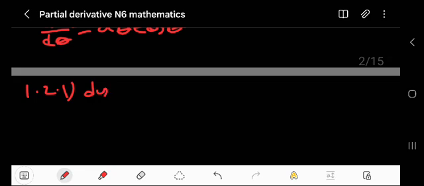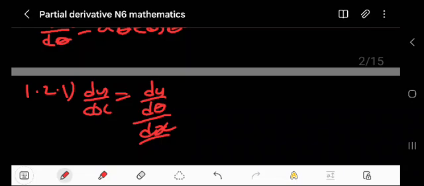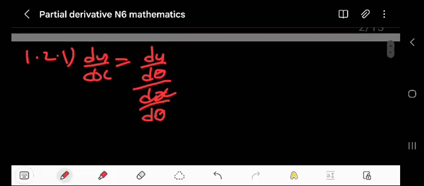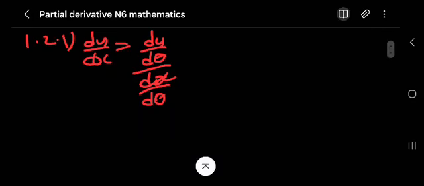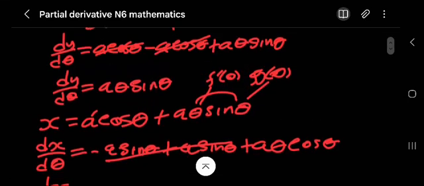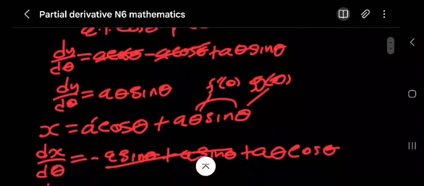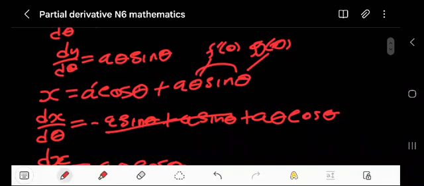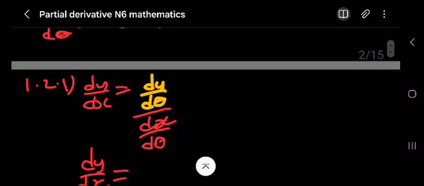Dy over dx will simply equal, check here, we'll have dy over d theta over dx over d theta. Why? As you can see, because if we multiply, this will cancel mathematically. So dy over dx will simply equal this dy over d theta. What is dy over d theta? We have calculated dy over d theta, we said this is what we have there. Simply have to substitute there.